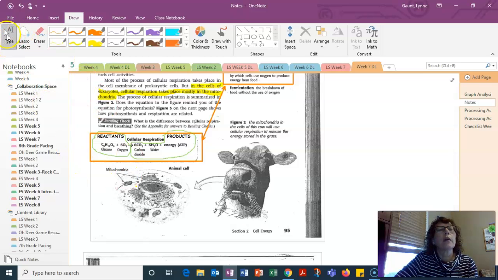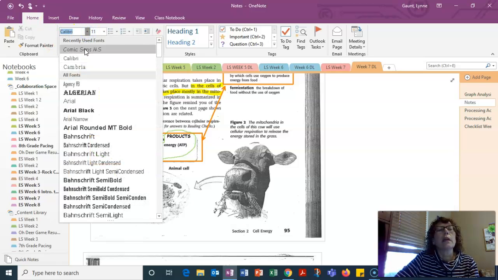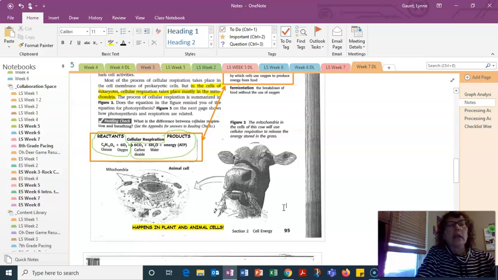And then down at the bottom, I'm going to type. I'm going to go back home and choose Comic Sans again. Let me click down here first, though. Click down here, then you choose Comic Sans and bold, and I'm going to use highlight. This time I'm going to write happens in plant and animal cells. So photosynthesis was only in plant cells, but cellular respiration happens in both. All right, let's keep going.